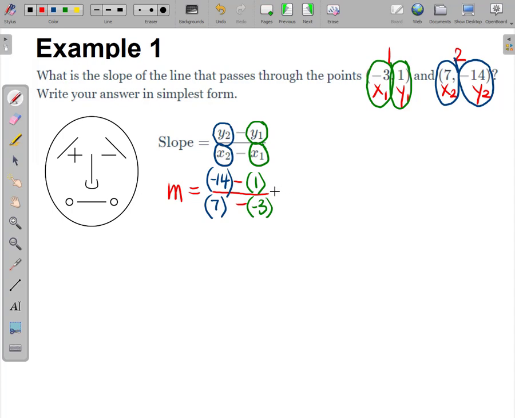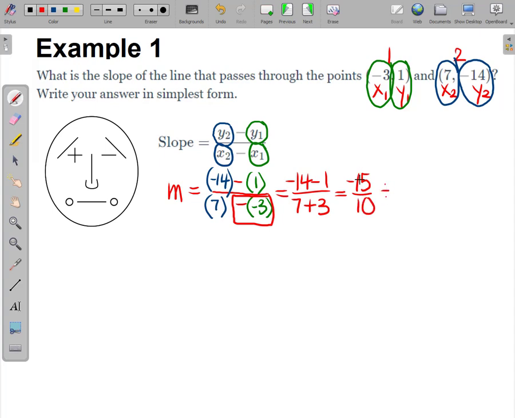I'm going to take a moment to simplify the top and the bottom. First of all, this is just really -14 minus 1, so I'm going to write -14 minus 1. In the bottom, however, you have something special going on. Right here, you have a -3. And think of this, what's a negative times a negative? Well, a negative times a negative is always a positive. So I'm just going to rewrite that as 7 plus 3. So -14 minus 1, finally, is now -15, and then 7 plus 3 is 10.